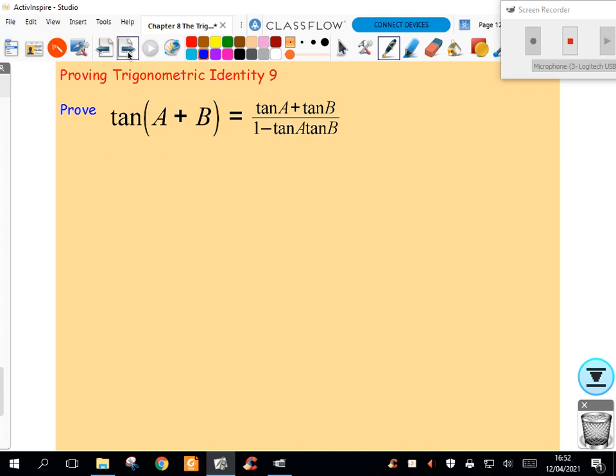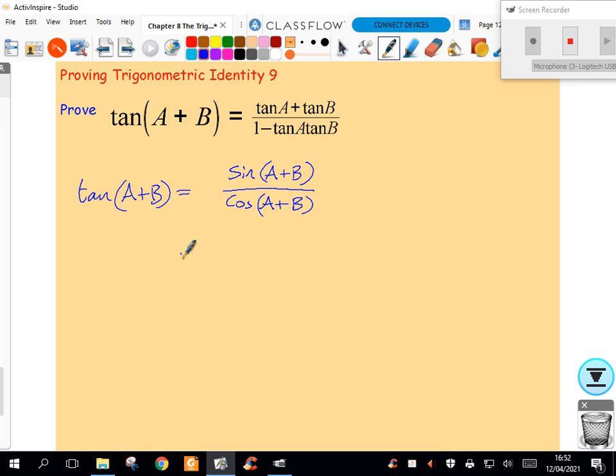So we're going to prove this. We're going to start just by looking at, first of all, the tan identity, which says tan of this angle A plus B will equal sine of A plus B divided by cosine of A plus B. Okay, that's my tan identity. So that's an identity we've proven before.